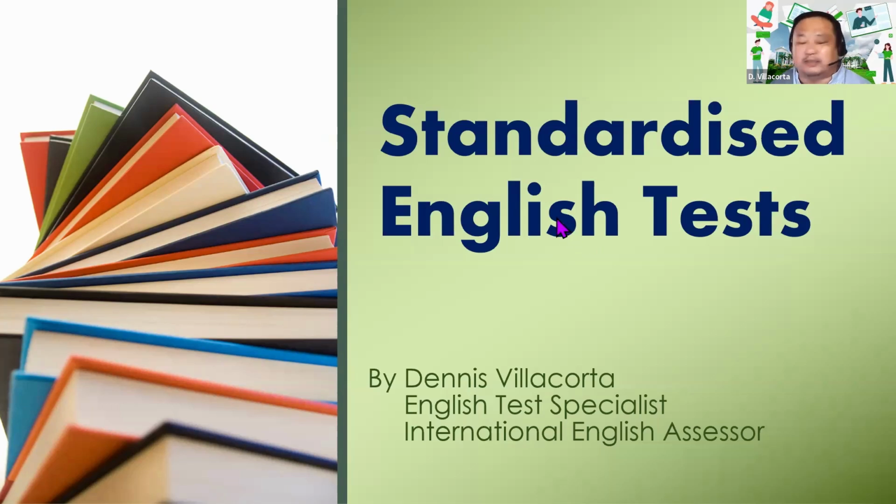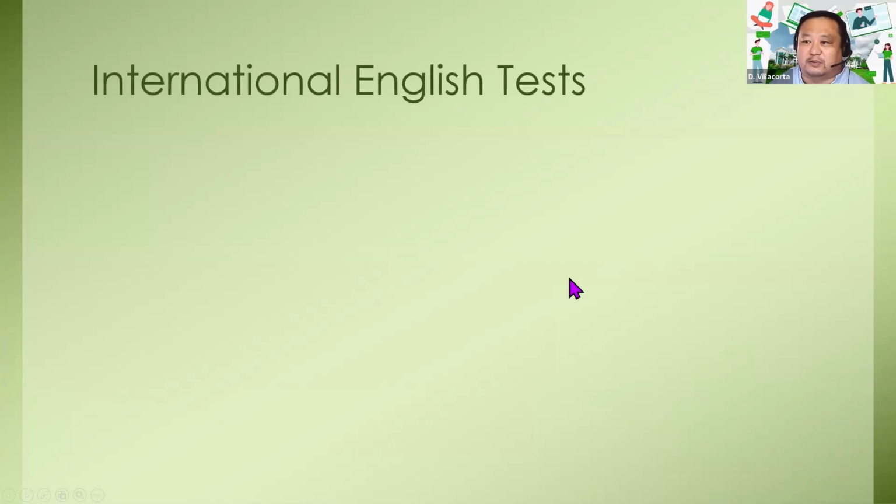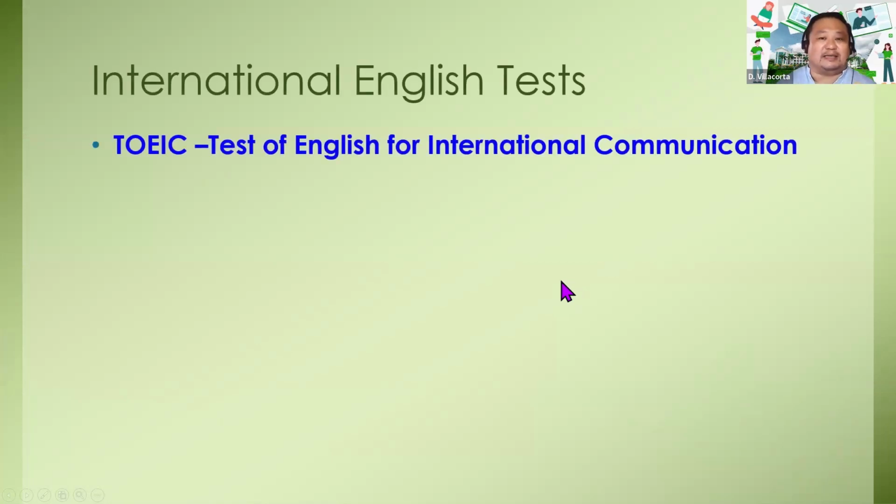So I'd like to present the different types of tests that you can review with here at the English Crew. So let me just switch the slides. There are a number of tests that the English Crew could help you review with. We can begin with the TOEIC test, which is a test of English for international communication. So this is a low stakes test.